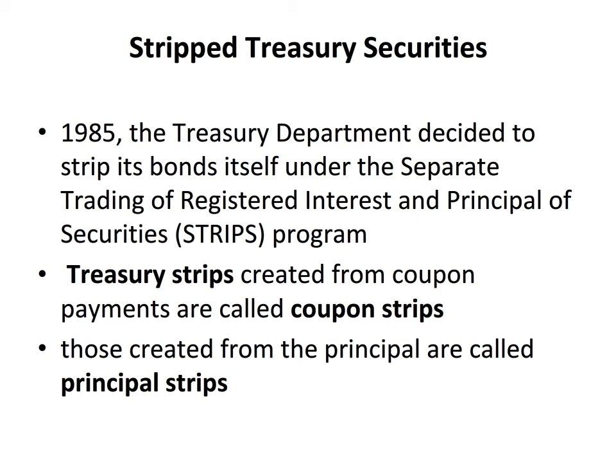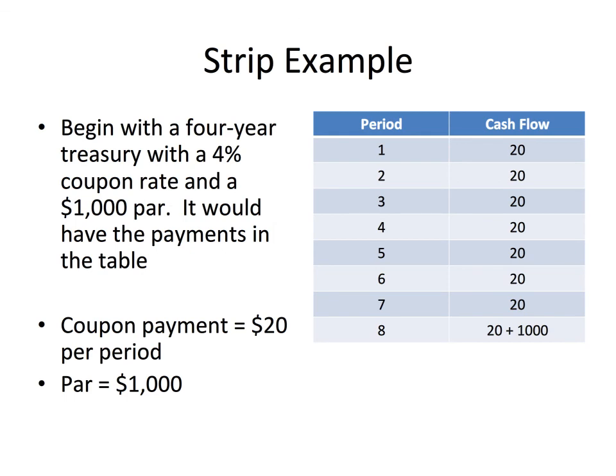Alright, so we have Treasury strips, and we have two types. We have the coupon and the principal. The coupon is the coupon payments, and the principal is the principal strips. Here's an example of a strip, and in this slide we begin with just a normal Treasury note. It's a 4% coupon rate, $1,000 par. It's going to make 8 semi-annual payments. You see the payments listed on the table there. The coupon payment in each period would be $20, and in the 8th period, we will get $20 plus our $1,000 par back.